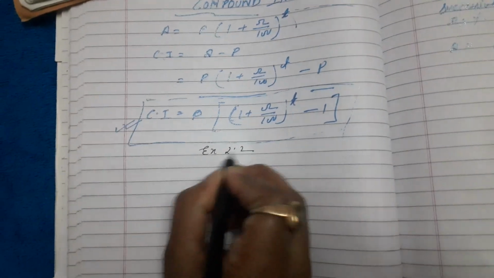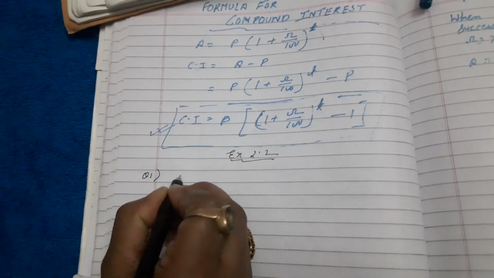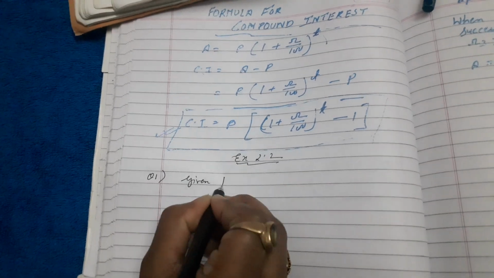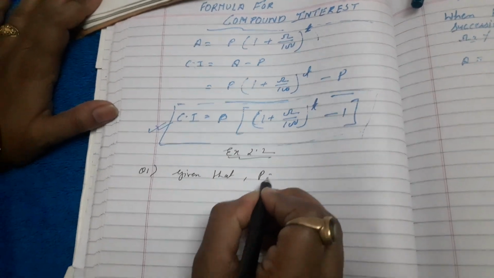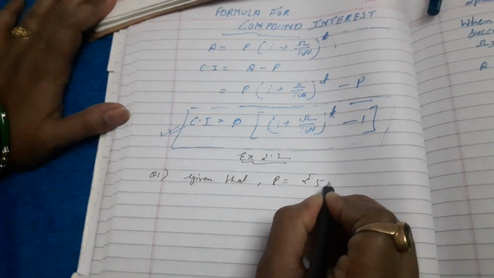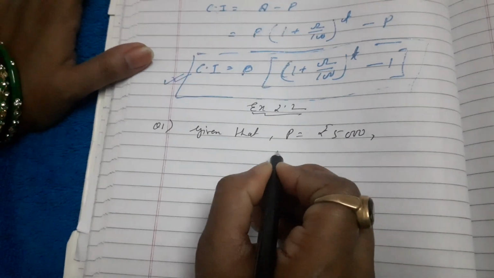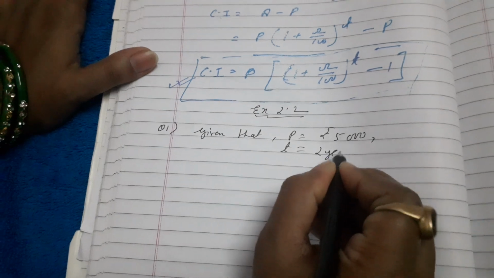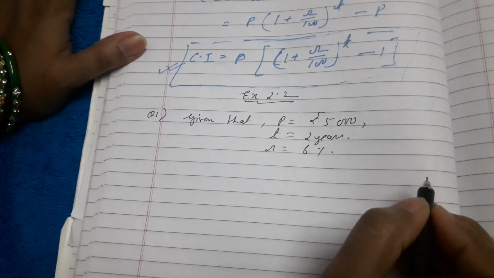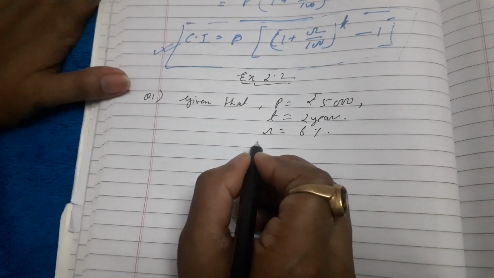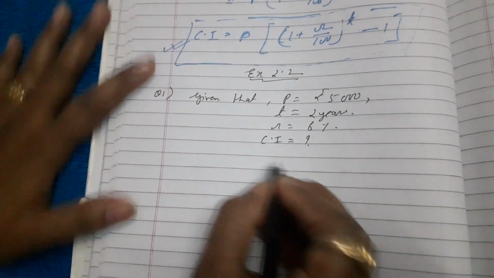So exercise 2.2, question number 1. What is given? Write down that thing. Given that principal is rupees 5000, time is 2 years, rate is 6%, so we need to find out the compound interest.